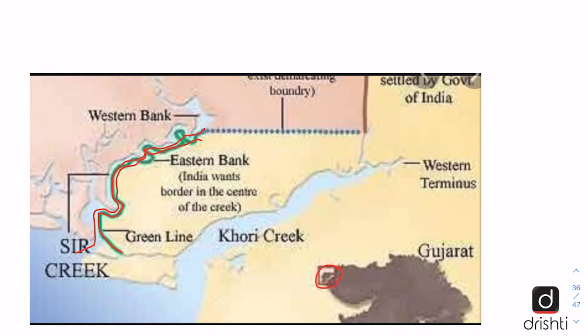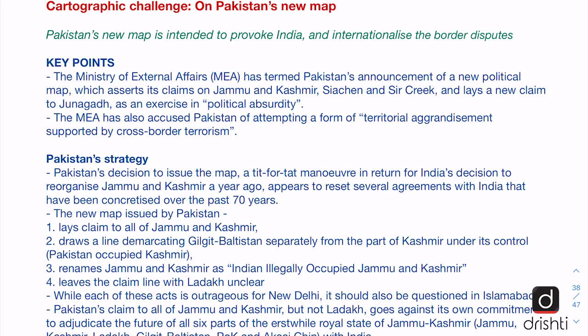We will see the Sir Creek dispute and the Junagadh issue in more detail in the key concept section. Now with this background, let us move to the key points of the editorial. So the editorial says that Pakistan's new map is aimed at provoking India and also to internationalize the border dispute between the two countries.